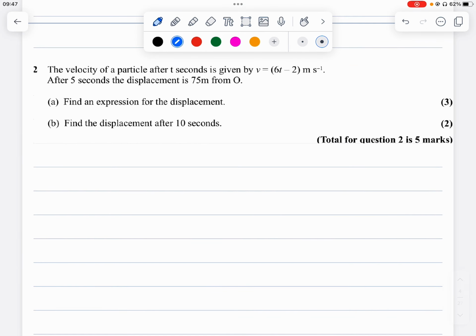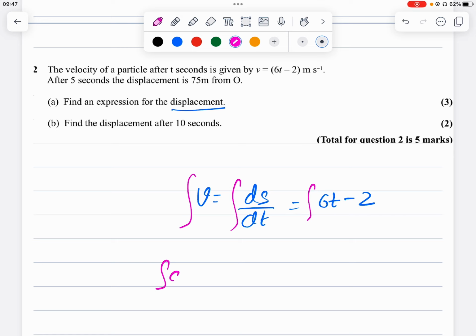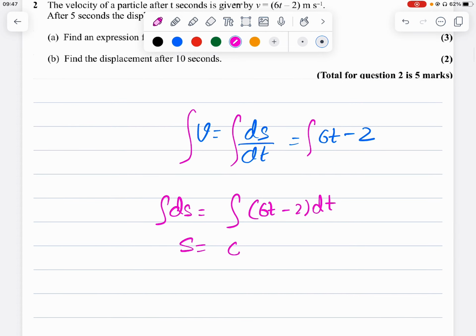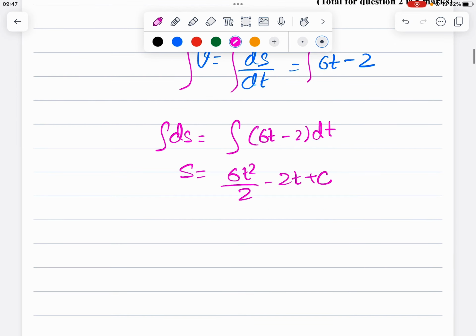Coming to question number 2, the velocity of the particle is given. So velocity = ds/dt = 6t - 2. Find an expression for displacement, which means integral. So the integral of ds equals the integral of (6t - 2) dt. So s = 6t²/2 - 2t + c.